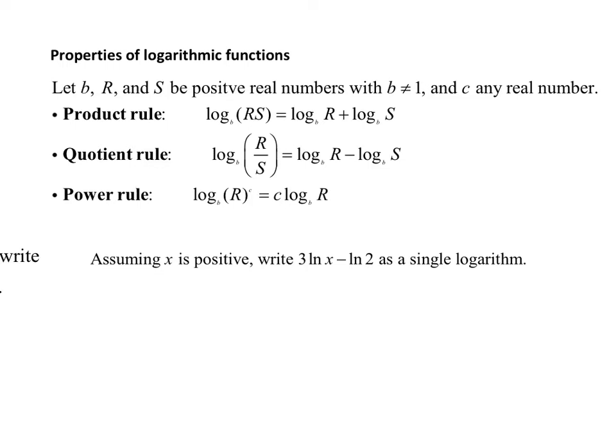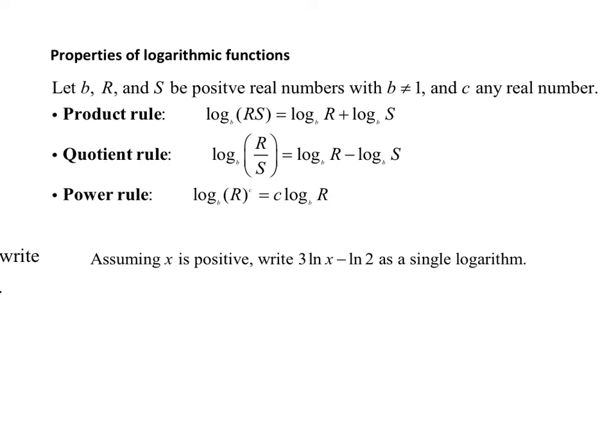The quotient rule, log base b of r divided by s equals log base b of r minus log base b of s. And the power rule, log base b of r to the c equals c times log base b of r. So if you have log of the base of a number to an exponent, you can bring the number down in front and change it to multiplication.